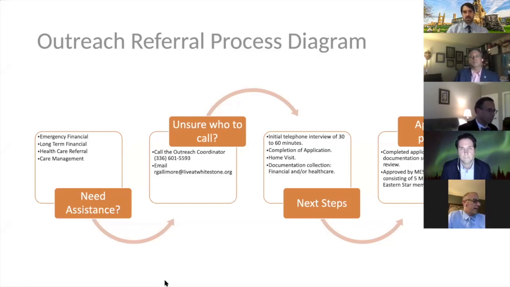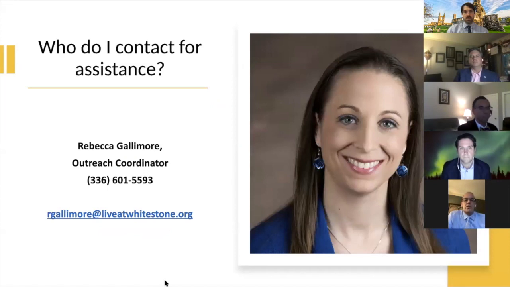And then on the last page is, again, the contact information for Rebecca Gallimore, our outreach coordinator. And you can always contact me as well at Whitestone. So the outreach program, again, is a service that's available to provide fraternal assistance all across the state of North Carolina. And even though our phone lines are ringing, I know that we have more assistance to give. And I know there are other brothers and sisters out there that need assistance. So please don't hesitate to give us a call.